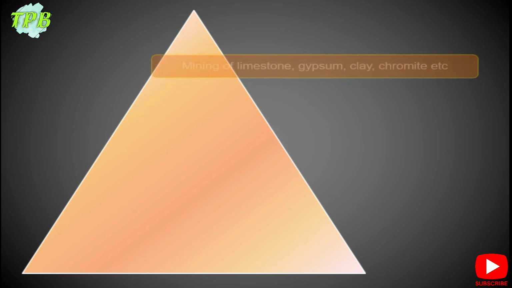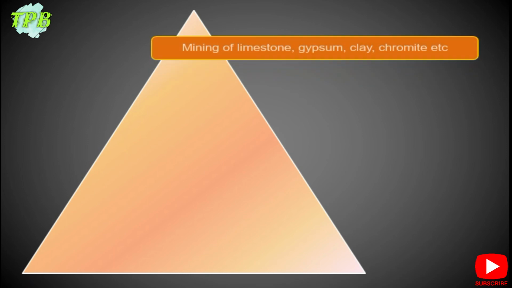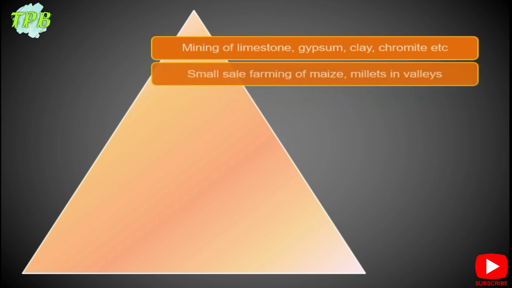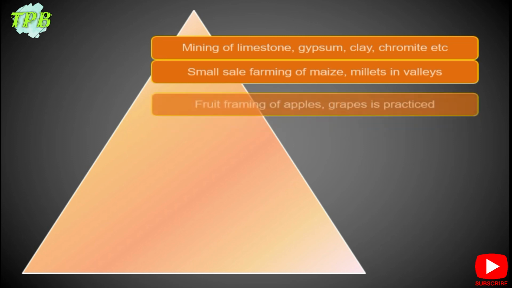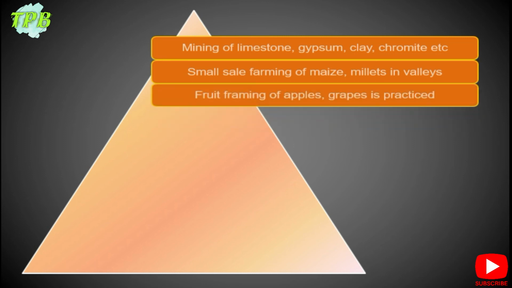Moving on, let's talk about the human activities. Mining of limestone, gypsum, clay and chromite is common in the Western Mountains. There are other smaller minerals also available here. Small-scale farming of maize and millets is practiced in valleys, since large flat land and arable farming soils are not present here widely. Fruit farming of apples and grapes is practiced in Western Mountains and also exported.